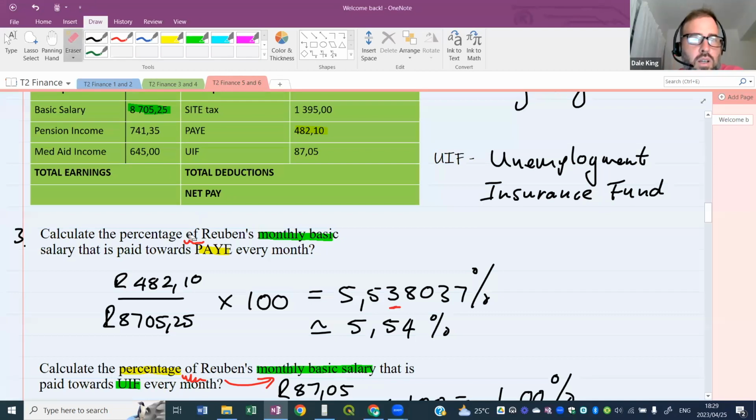So if you have a look at the question here, I hope you can see the question. It says calculate the percentage, which is why we were doing a percentage calculation. Percentage of Ruben's monthly basic salary. Because it said of that, Ruben's monthly basic salary must be underneath in your percentage fraction. They say calculate the percentage of Ruben's basic monthly salary that is paid towards PAYE per month. The PAYE every month is up here in the table. That must go on the top, and then you multiply by 100. There we go. Awesome. All right, good job.